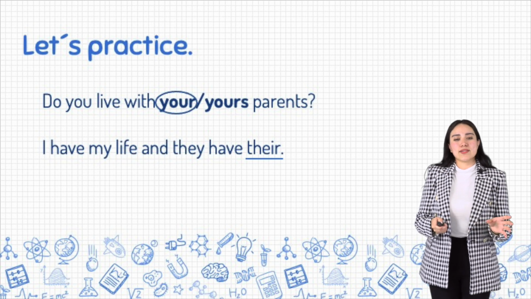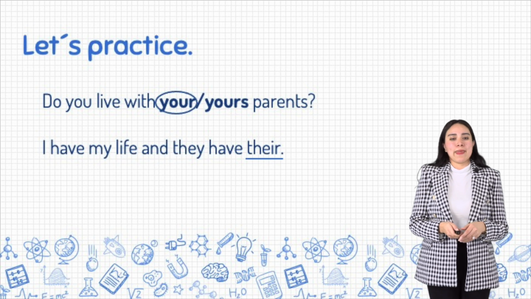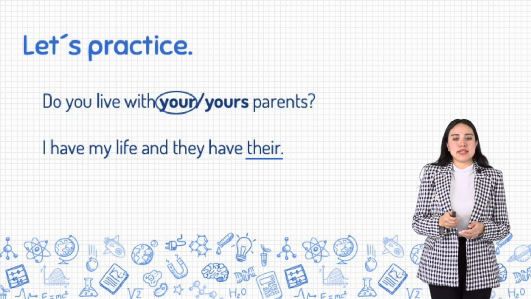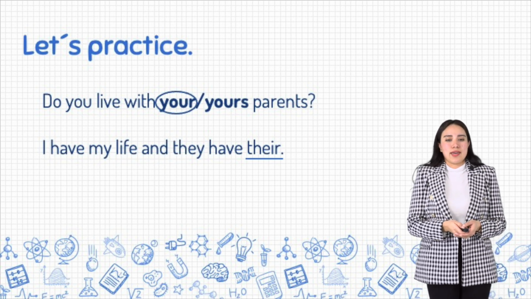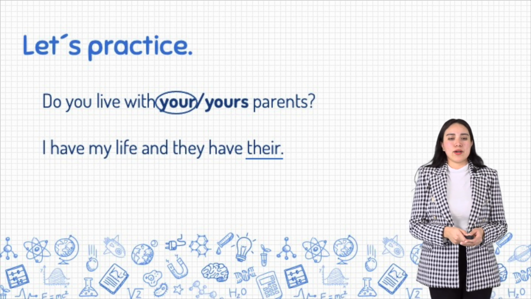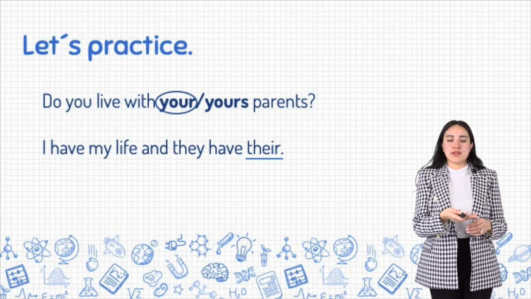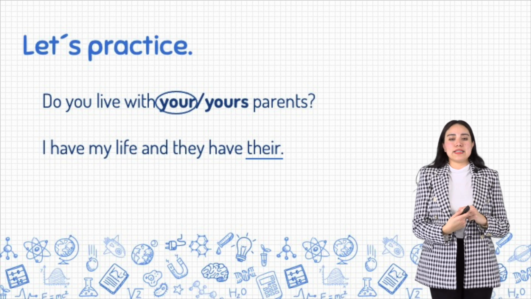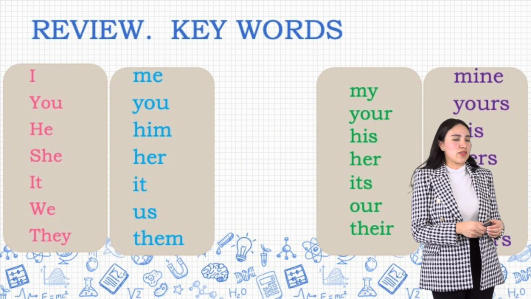So in the following exercise, we're gonna find the mistake. We only have one. So we have, I have my life, and they have their. So where is the mistake? And the mistake is their. Remember that in this case we don't have a subject after this word, so the correct way is to say, I have my life and they have theirs, with the letter S. Okay, now we're gonna do a review.